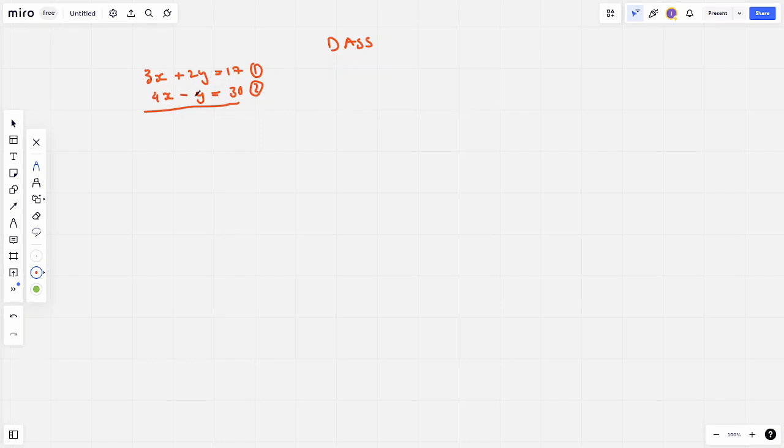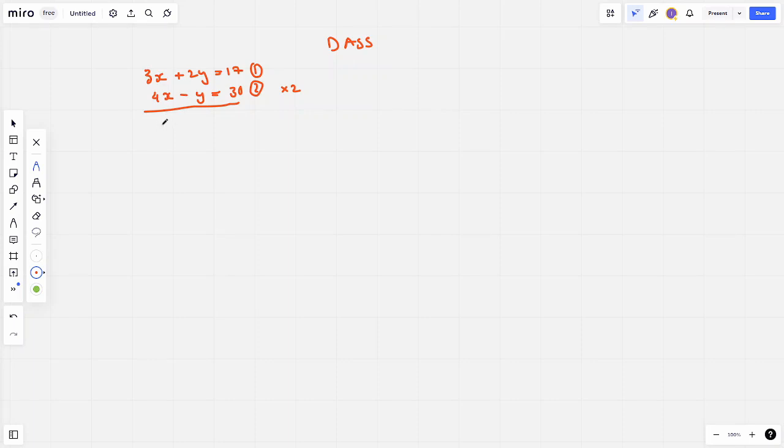So what we can do, just by looking at this, we can say, well, here we've got a positive 2y. We can get a common variable in y by multiplying equation 2 by 2. Now we don't have to do that. We could do a common x variable by multiplying equation 1 by 4, because it's the coefficient in equation 2, and then we can multiply equation 2 by 3 because it's the coefficient in equation 1. But let's just multiply by 2 to eliminate the y's this time.